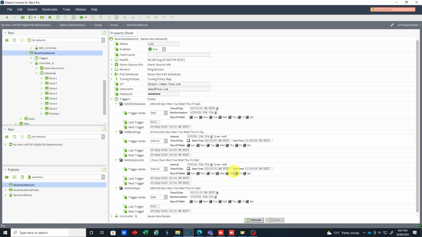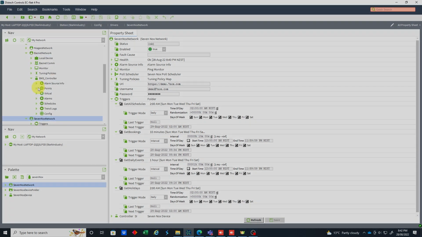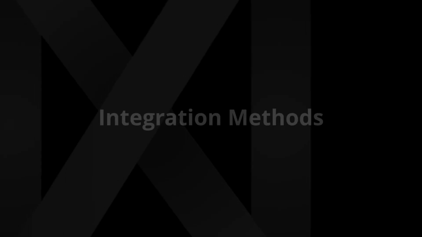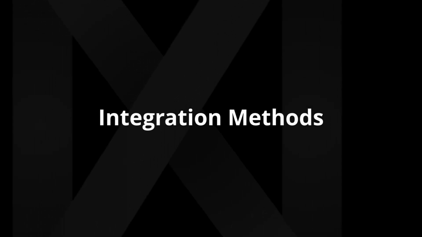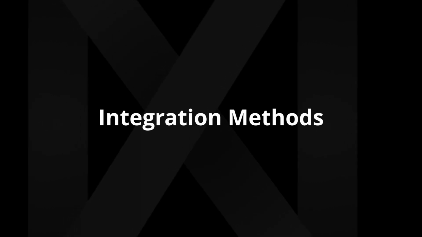So this is how you install the Niagara module and synchronize data from the 7NOX platform. Now let's look at how to link the Boolean schedule to the BMS controller points. If you have existing BACnet schedules for your site, please follow Integration Method 2 in the next section of the video. Otherwise, continue with Method 1.